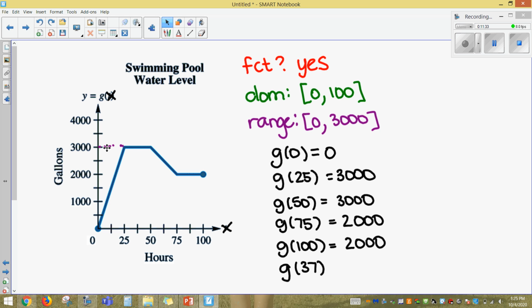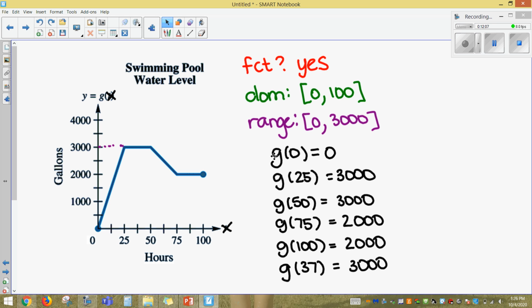Now, if we didn't have the equation for this, or if this was a different setup, if I asked you to find g of 10, that might be kind of tricky. We would have to just give an estimate. But because my graph is flat for all of the values between 25 and 50, all of those are still equal to 3,000, then we would say g of 37 is equal to 3,000. Same if I asked for g of 95, I would say, well, I'm still at 2,000 there. Any number I want to pick between 75 and 100 is going to spit out 2,000 gallons.